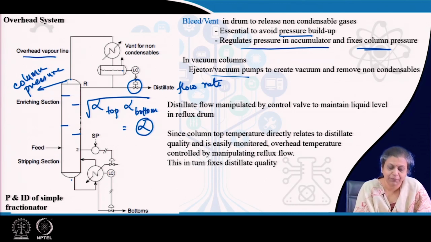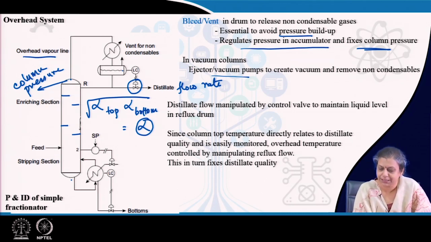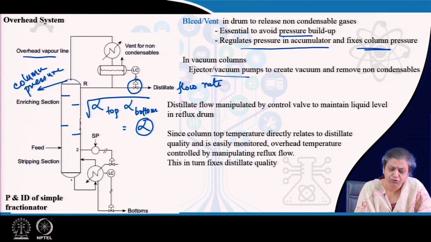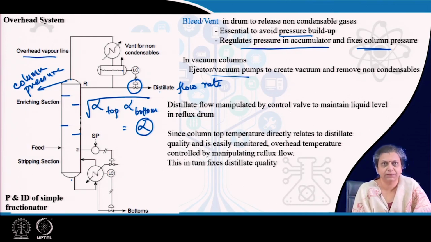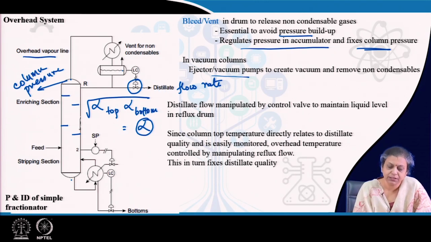So, both the column pressure and column temperature can be independently varied. How do you control the column temperature? The column temperature directly relates to the distillate quality, because if you need a higher purity distillate, you need a higher amount of reflux. When you have a higher amount of reflux, quite naturally the column temperature goes down. Therefore, the column top temperature directly relates to the distillate quality, and it is also easily monitored.